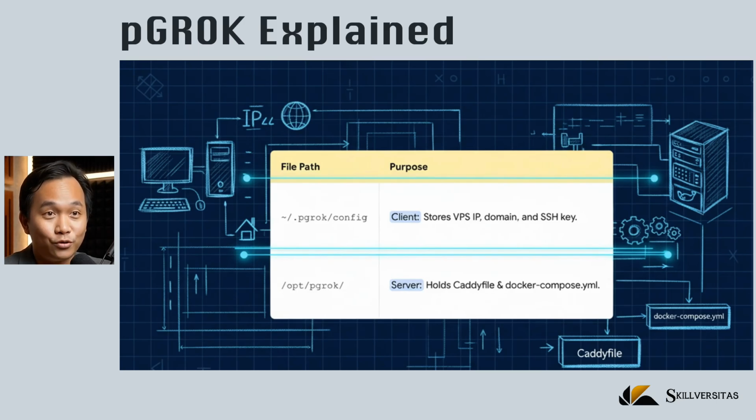And remember that whole control thing we talked about? This is what it looks like in practice. The configuration is totally transparent. On your local machine, there's a simple little config file with your server details. And over on the server, you can go look at the Caddyfile and the Docker Compose files yourself. It's all automated, but absolutely nothing is hidden from you.